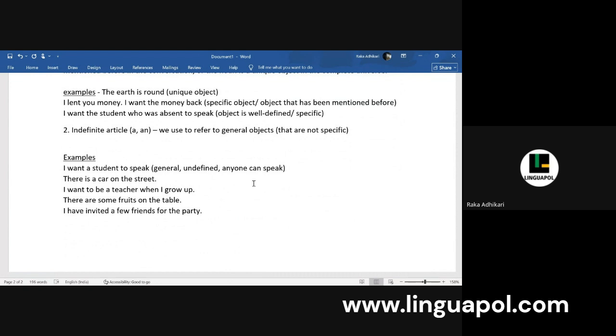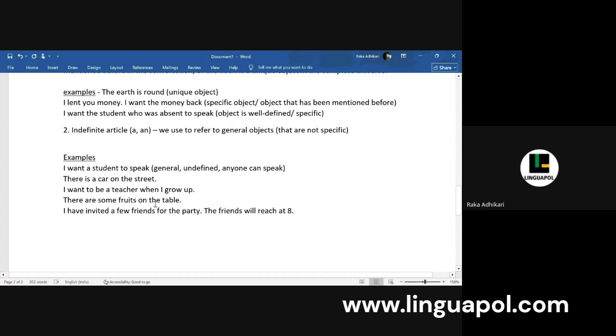Now, see, if I extend these sentences and I refer to the same friends again. For example, I have invited a few friends for the party. In the next sentence, I'm saying the friends will reach at 8. Here I'm using the definite article the because I have already mentioned these friends before. Now I'm talking about only the friends that I have invited. That is why I'm using a definite article. The friends will reach at 8.